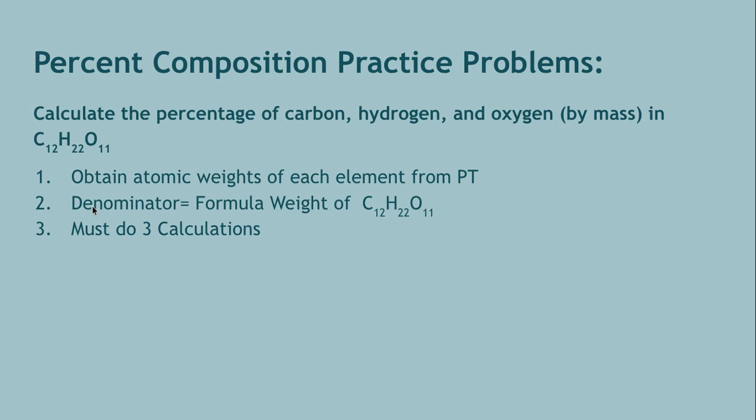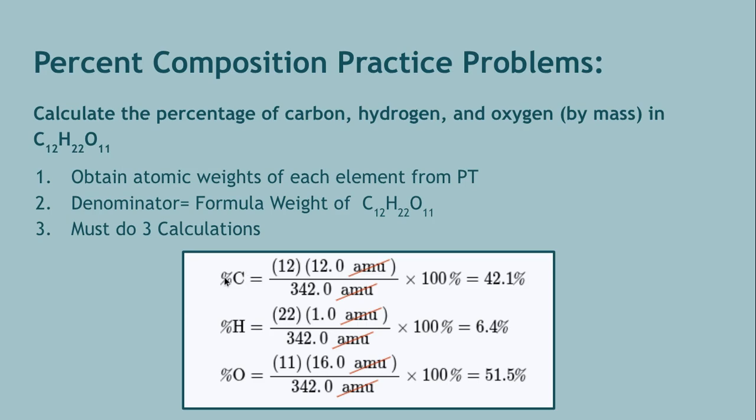And then, as you can recall, the denominator is the formula weight of the entire substance here. And then for the rest of it, you have to do 3 calculations according to these 3 elements here. So showing the work for that, the percent of carbon is going to be 12, which is how many carbon atoms we have, times the atomic mass of carbon over the entire formula weight of this. And then multiply that by 100% to get your percent composition of carbon in this compound. And then you're going to do the same thing for the percent of hydrogen and the percent of oxygen.